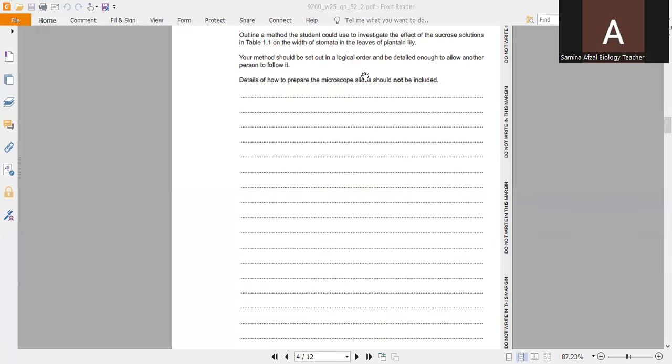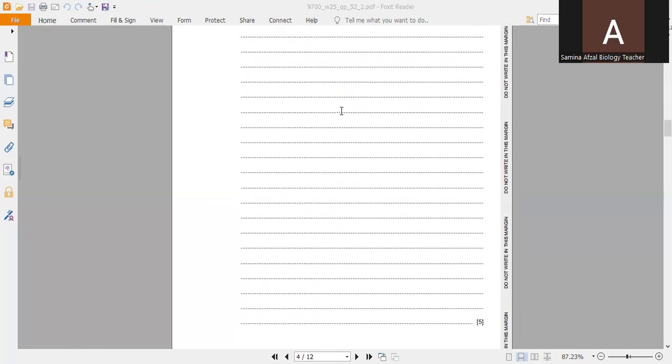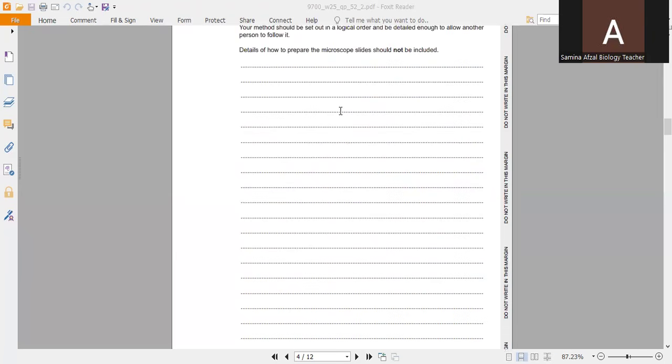So we have to write all these points over here in our own style. This is a 5 mark question, so we have to complete it within 5 points. So first of all, the first point in this regard is the calibration.